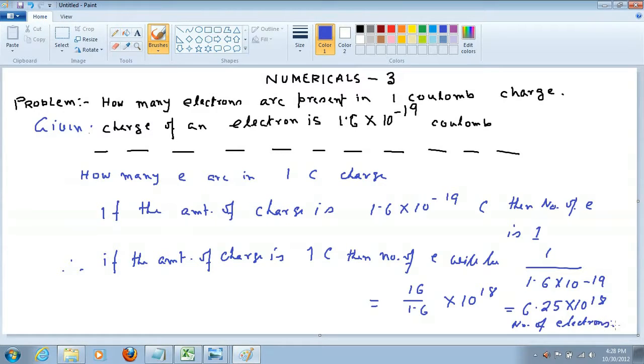I think this problem is pretty simple. So let me revisit it once again. How many electrons are present in 1 coulomb charge, given the charge of an electron is 1.6 into 10 to the power minus 19 coulomb? It's a very simple solution actually. If the amount of charge is 1.6 into 10 to the power minus 19 coulomb, then the number of electrons is 1.